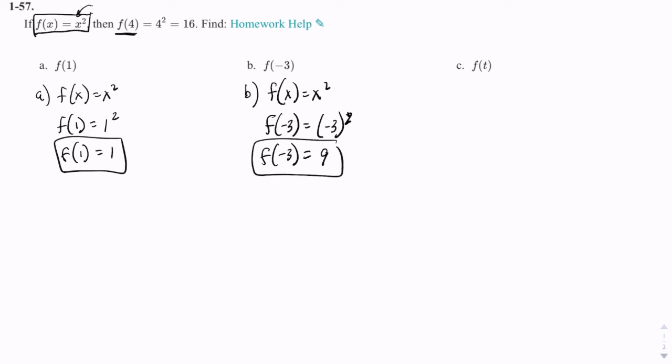And for c, we have f of x equals x squared. And in this case, they want f of t. Well, that just means put t in wherever you see x, right? And you can't go any further because t squared, you can't really do anything with that.